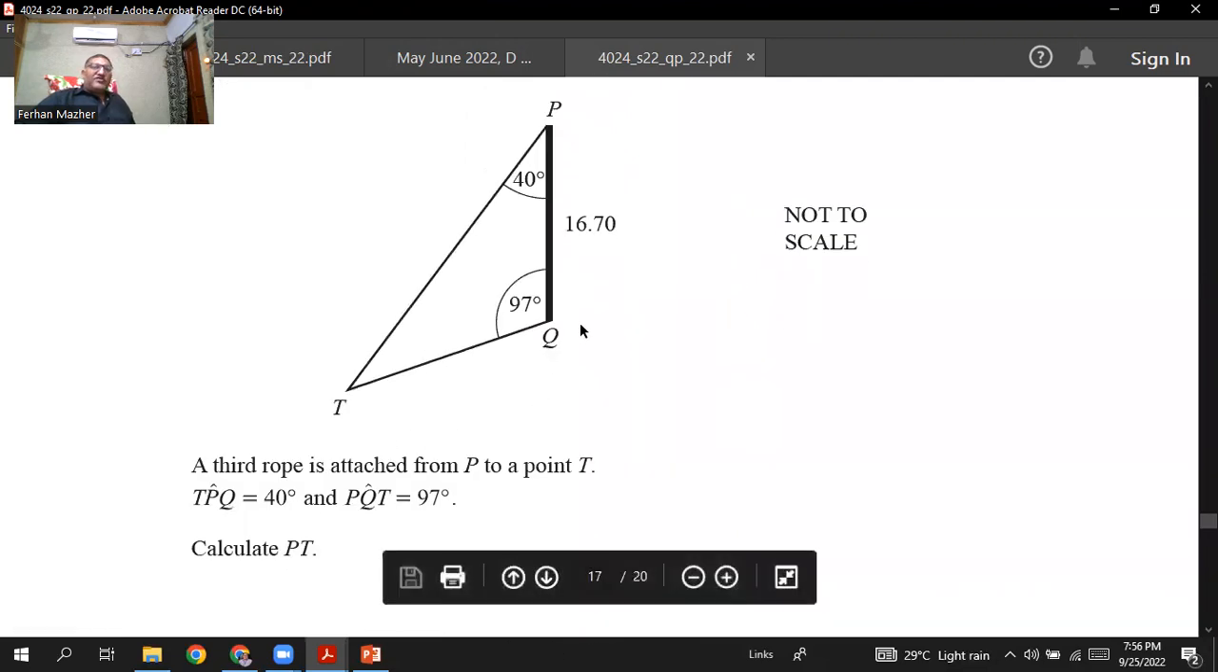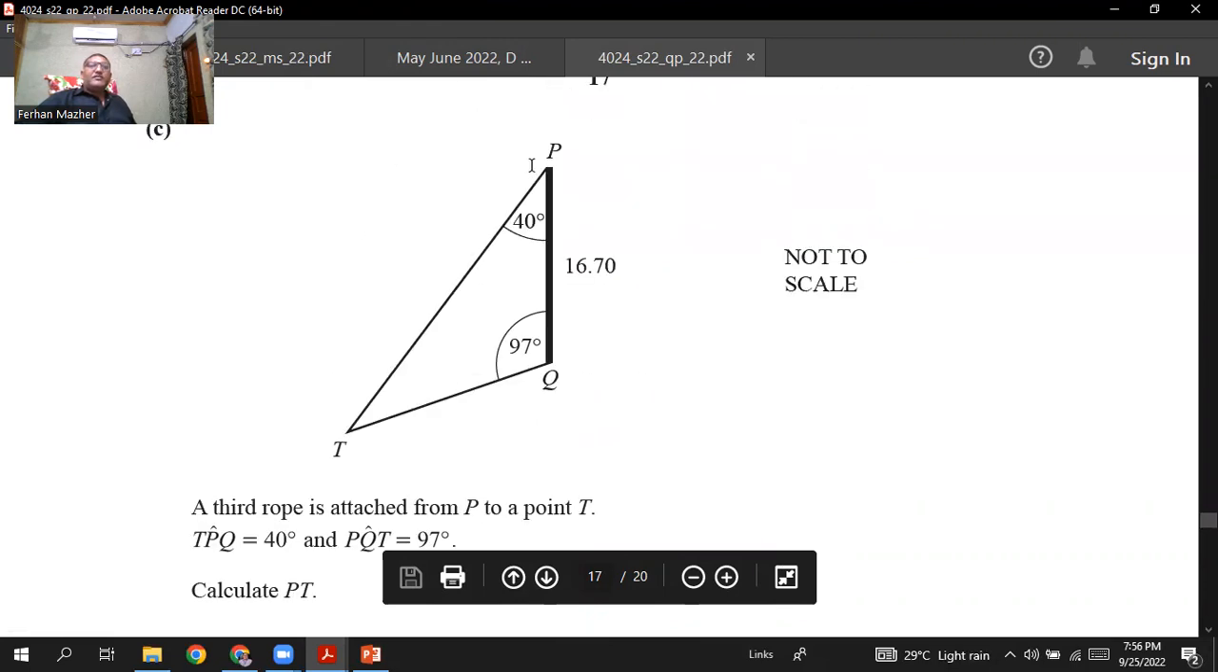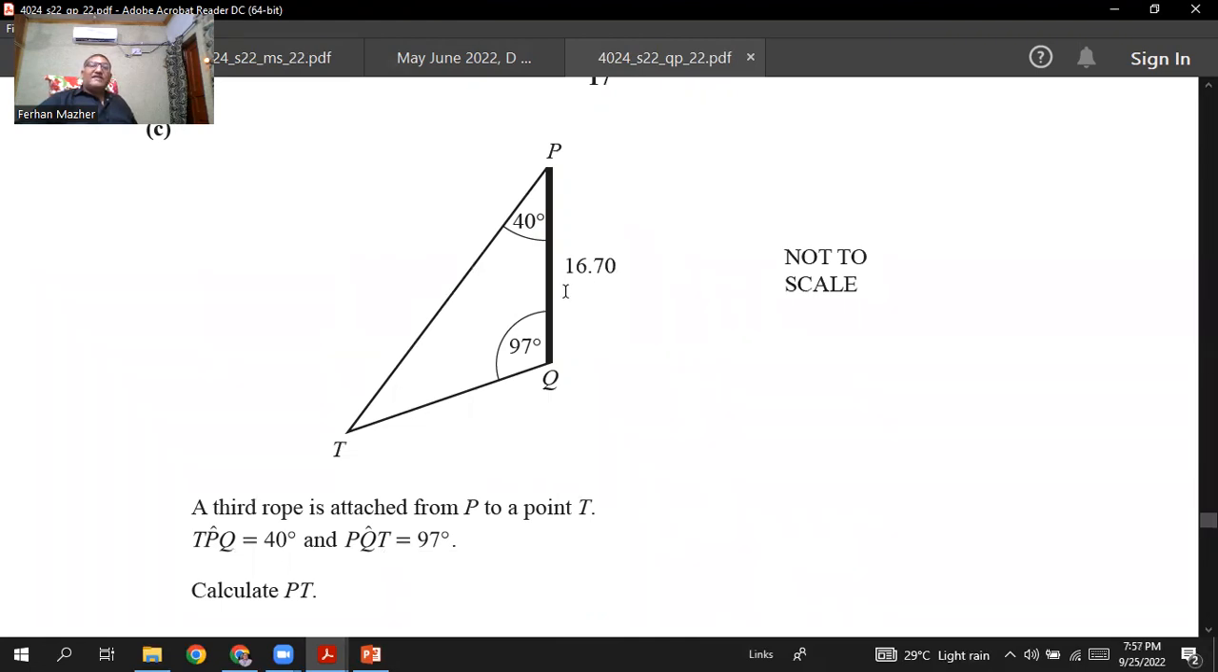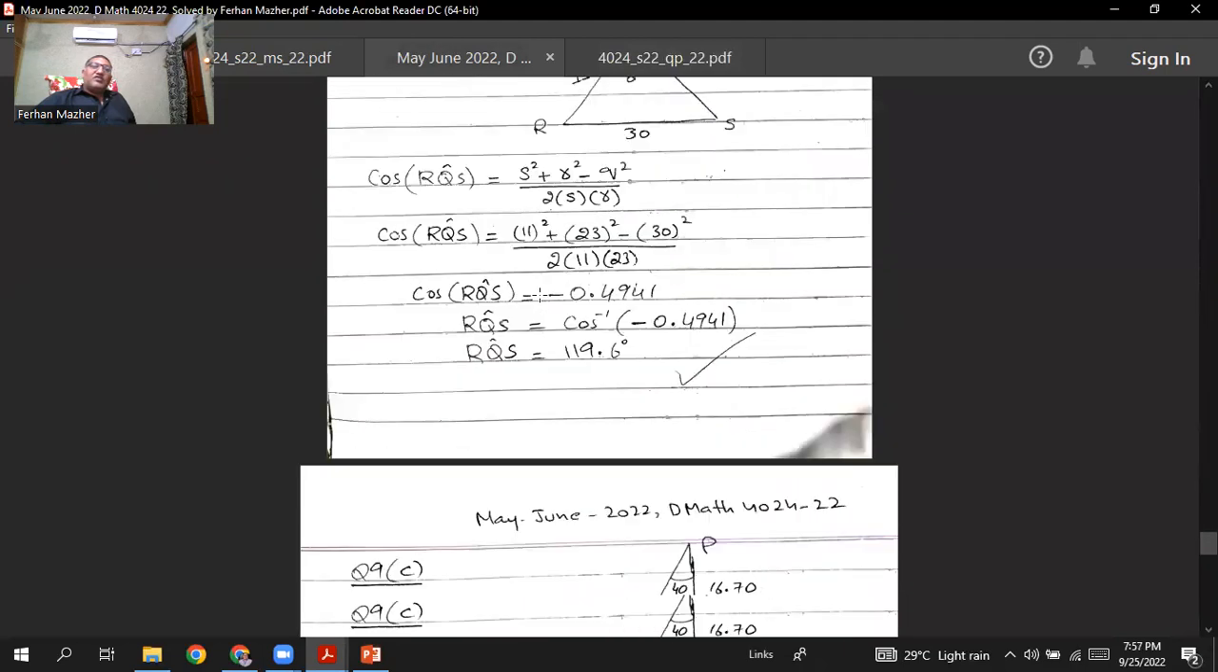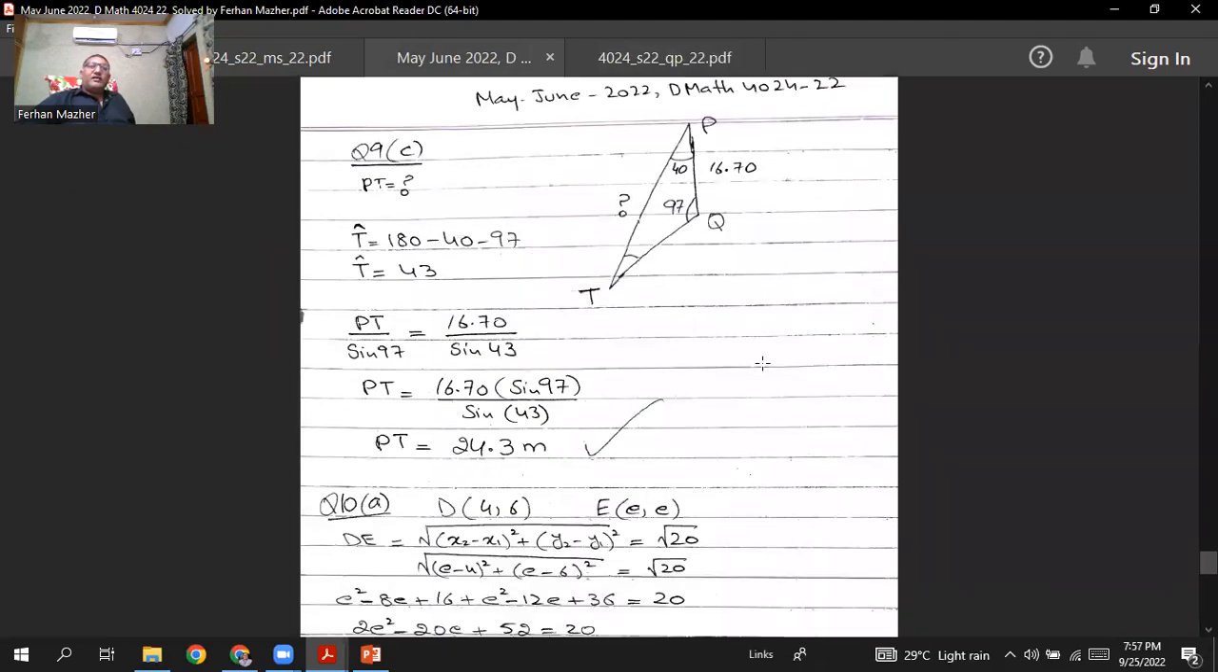So here we have a triangle and two of its angles are given. The third rope is attached from P to a point T. The angle TPQ is 40 degrees and PQT is 97. Calculate PT. Very simple. I know the two angles in this triangle, so I can find the third angle. Opposite to this angle will be this side, and opposite to that angle will be the side in the question which we want to find out. So we can apply the law of sines. Let me show you.